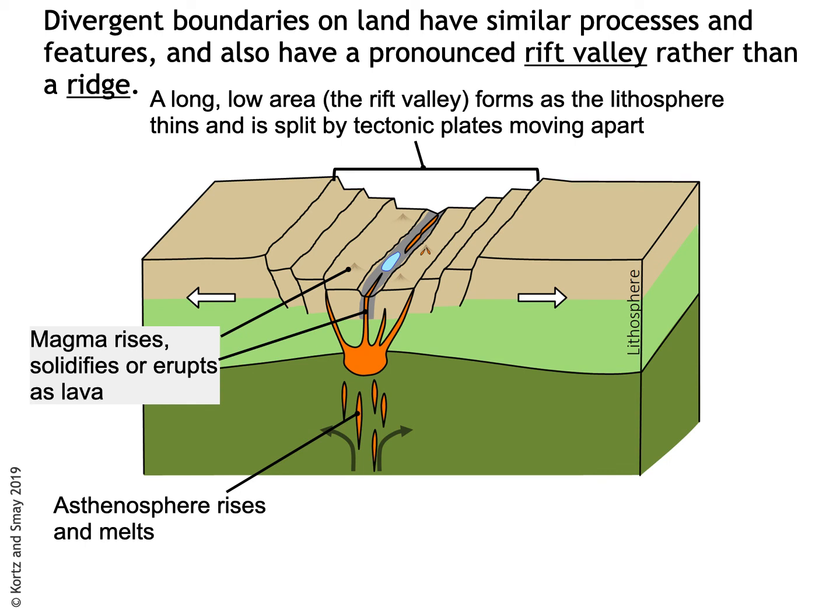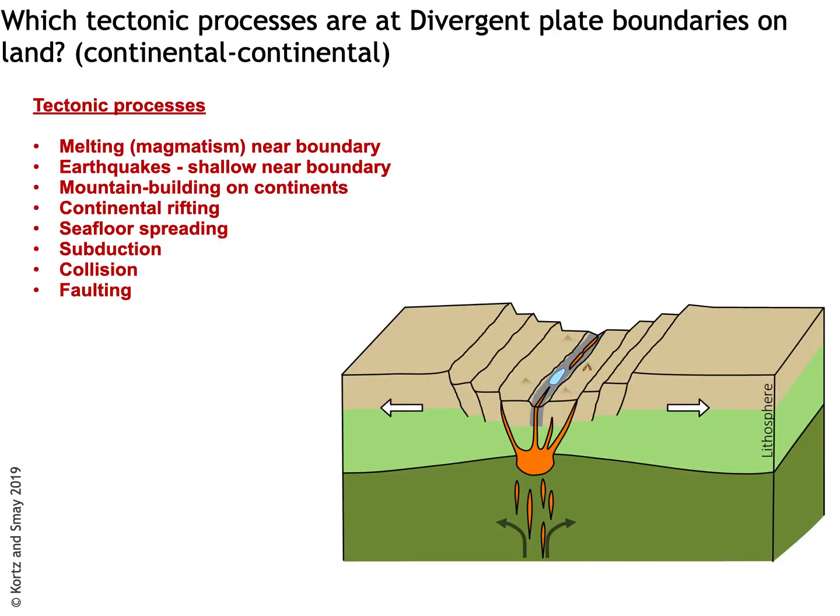And in fact, oceanic lithosphere, if you can see the sort of gray stripe in the middle, is what's starting to be formed in this image. So again, we get the rift valley rather than the ridge. As far as processes go, this is very similar. We have fundamentally the same processes. We have melting near the boundary. We have earthquakes that are going to be relatively shallow, although the lithosphere can be a little thicker here on land than we have in the ocean with oceanic lithosphere. Still, the earthquakes are confined to a fairly shallow area.